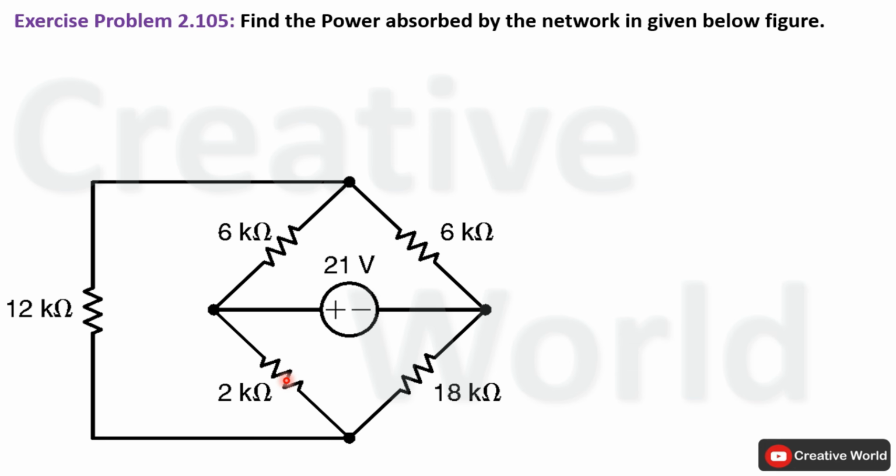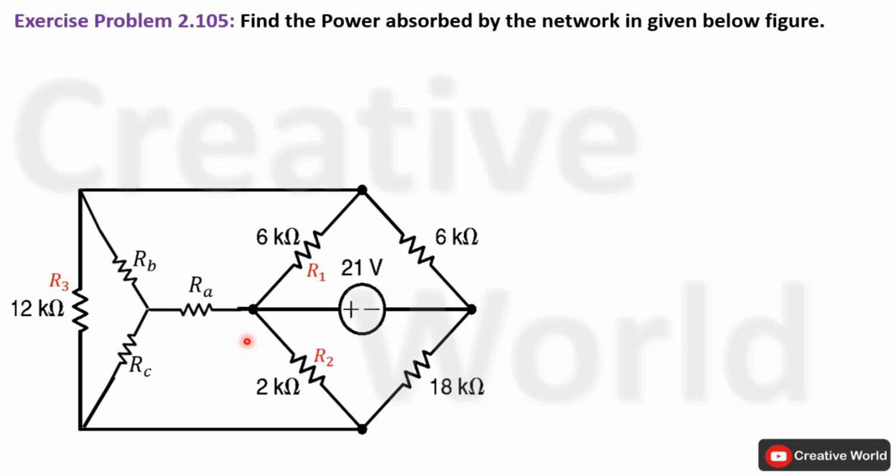These three resistances are connected in delta configuration. So first we have to convert this delta to star configuration so that we can further simplify this network. For that purpose, we will draw a star configuration inside this delta configuration and label the resistances. These three resistances will be labeled as R1, R2 and R3, while the resistances of the star configuration will be labeled as RA, RB and RC.